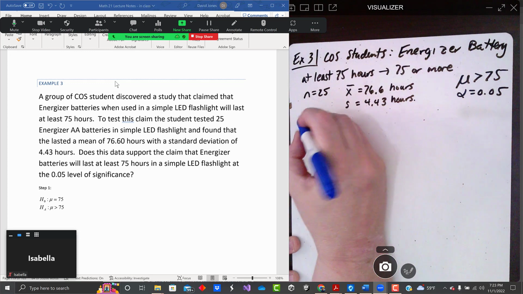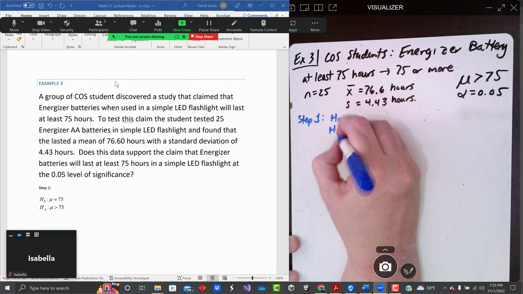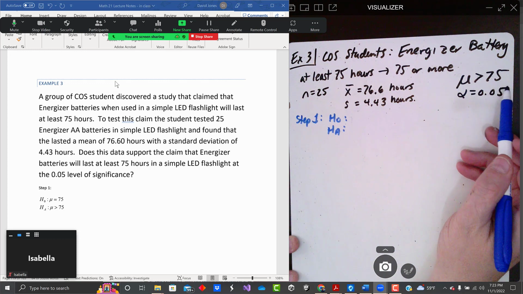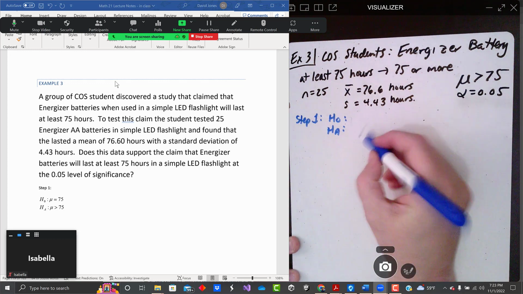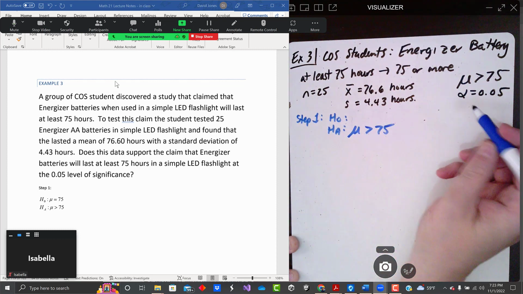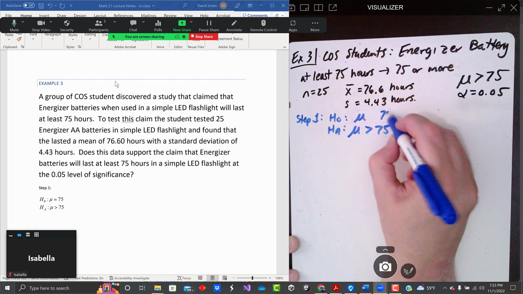And so step 1 is identifying H naught and HA. HA is the easiest one to identify. It said mean hours of at least 75, so at least is more than 75. And that means everything is going to stay the same for H naught, but I put an equal sign in between.